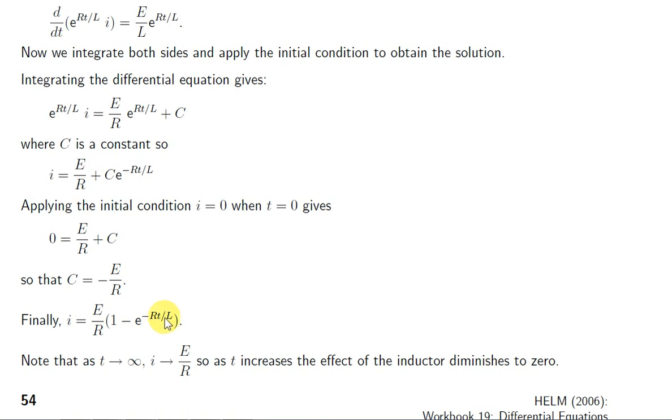And as we've seen before, as t tends towards infinity, this exponential term will go to 0, so the current is approaching E over R. So for large values of t, the circuit behaves as if we just have a resistor in it. Because if we just have a resistor of resistance R in the circuit, then E, the voltage, equals I times R.